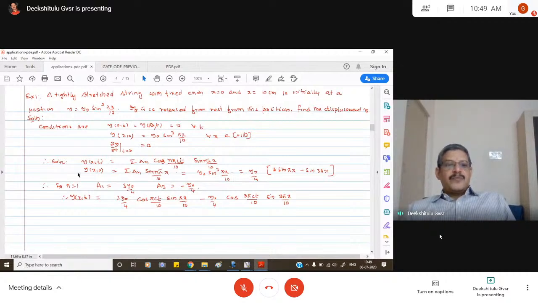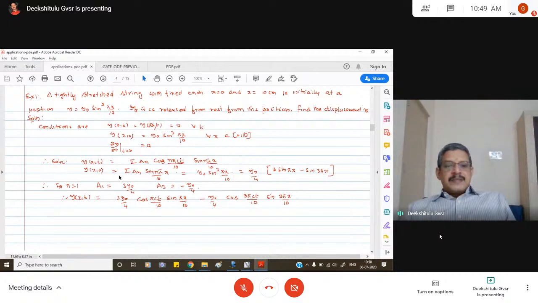b n becomes 0. So y of x, 0, if you put t is equal to 0, cos 0 is 1, so a n sin n pi x by 10. But what is y of x, 0? It is y naught sin cube pi x by L. But sin cube theta is (3 sin theta minus sin 3 theta) by 4, we know that from trigonometry. So 1 by 4, this becomes 3 sin pi x minus sin 3 pi x.